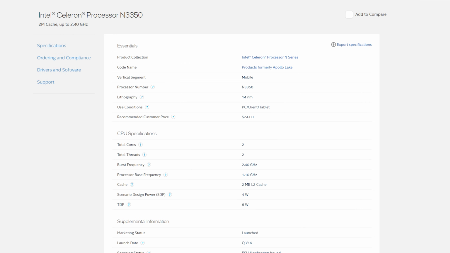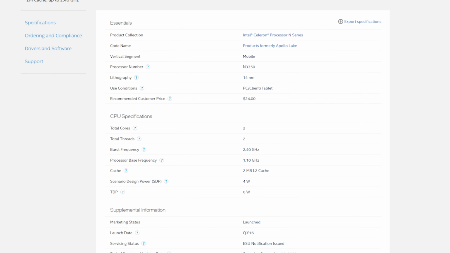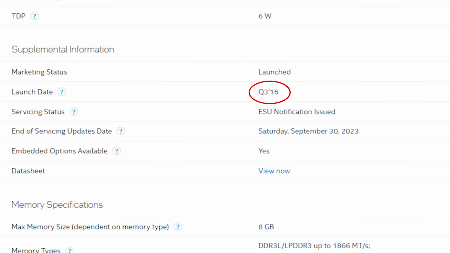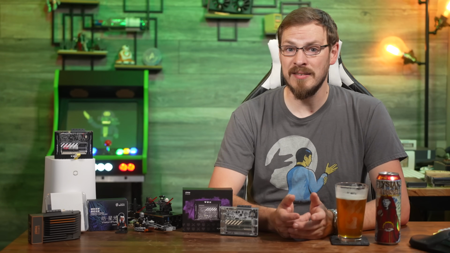Now, these are not the newest CPUs in Intel's lineup by any stretch of the imagination, first debuting all the way back in 2016. But it's hard to argue with the price point the ZimaBlade was able to hit by using them. $64 for the ZimaBlade 3760, and just $96 for the ZimaBlade 7700.